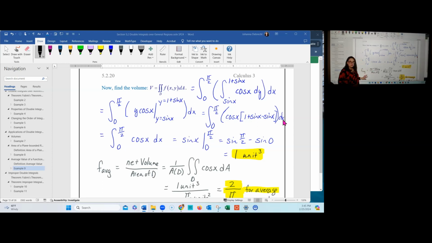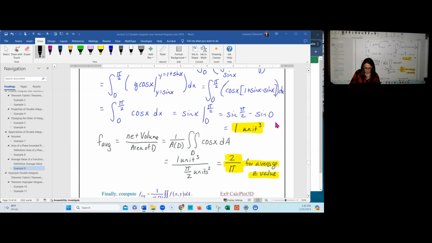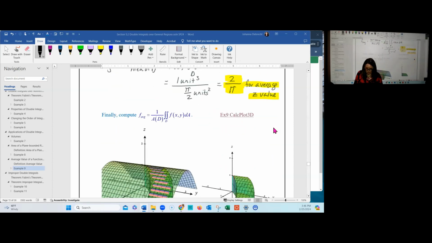To find the average value, I next take the net volume and divide by the area of that restricted domain, D. This gives me 1 over the area of D multiplied by the double integral over D of cosine of x with respect to the area differential. I can use the values I found, 1 cubic unit divided by pi over 2 square units, to get that the average z value that would give me the exact same volume is 2 divided by pi. Let's now take a look at what it looks like on CalcPlot 3D.